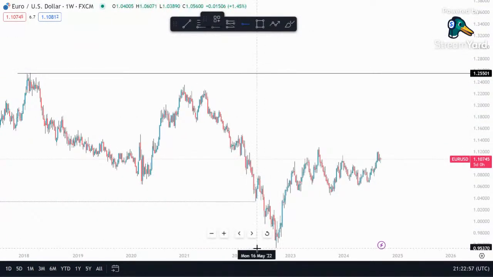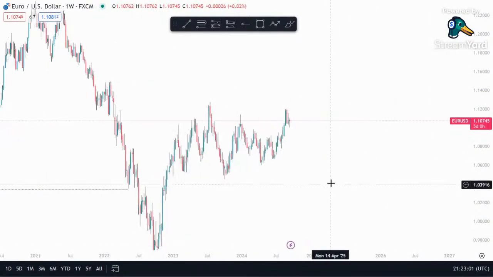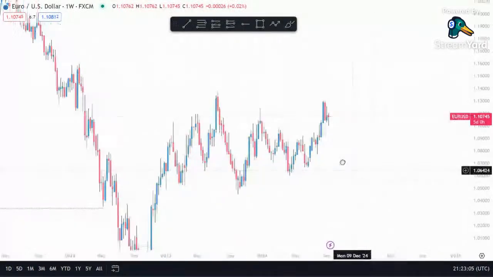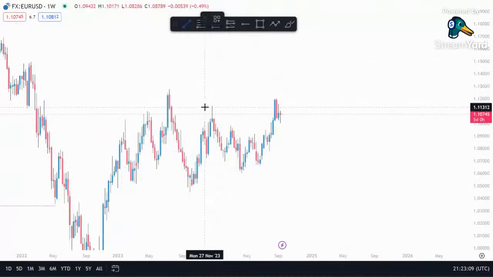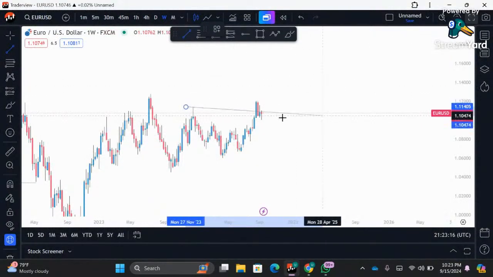So on the current price, what can we see? The recent break of structure was this one. I hope you can see my screen. I think. Yes.